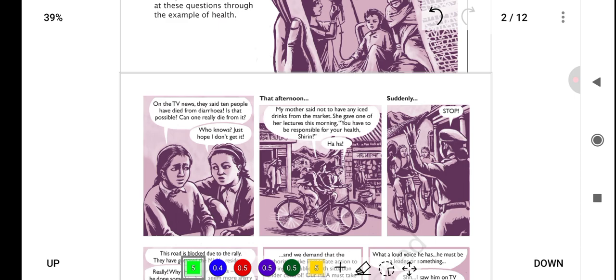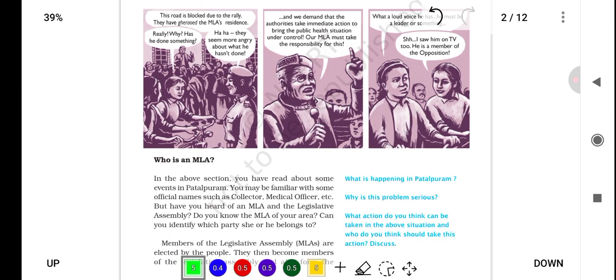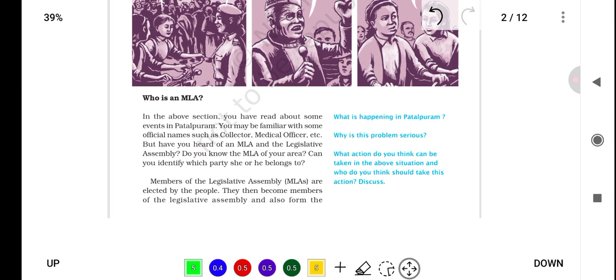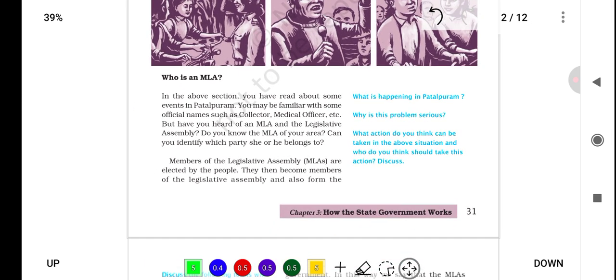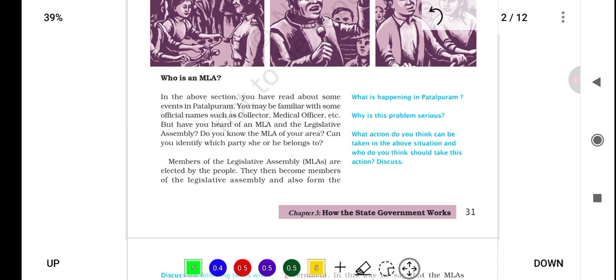Here the same comic continues. Actually, the theme of this chapter has been explained in a very detailed manner in these small snippets and pictures that have been given in this chapter. So who is an MLA?